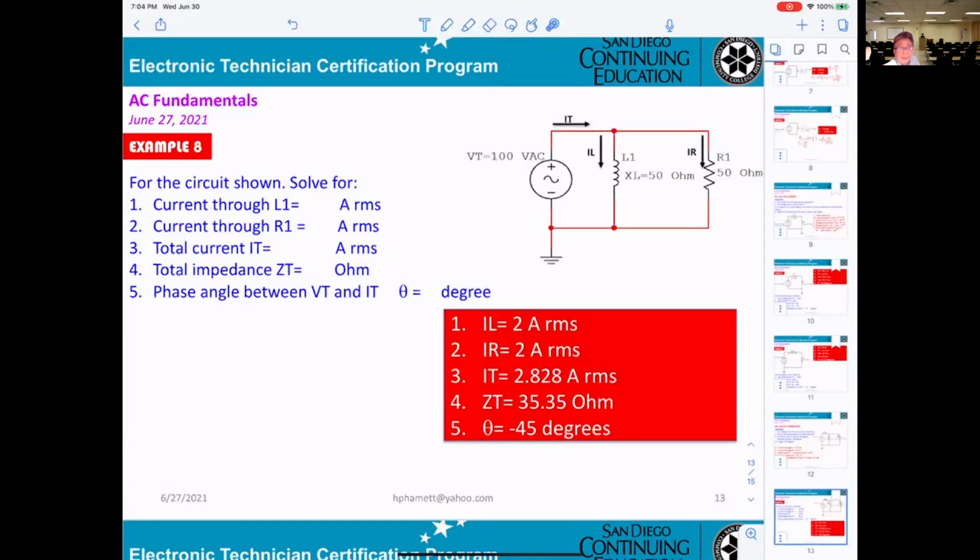So any question up to this point? Now you see, everything is running very simple.